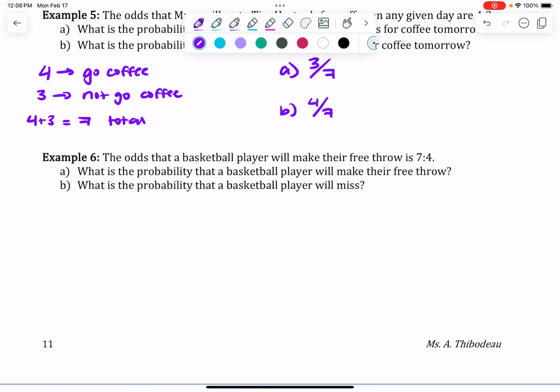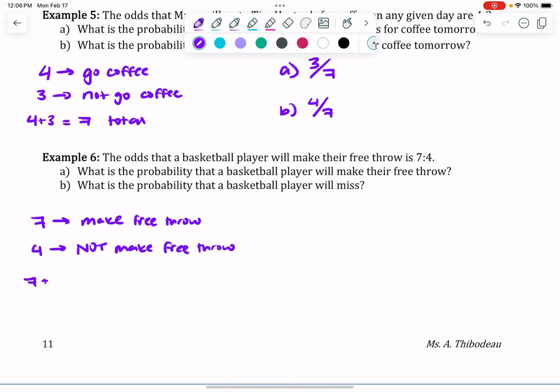Next, the odds that a basketball player will make their free throw is 7 to 4. So that 7 represents make the free throw. That 4 represents not making the free throw. And the total is 7 plus 4, which is 11.